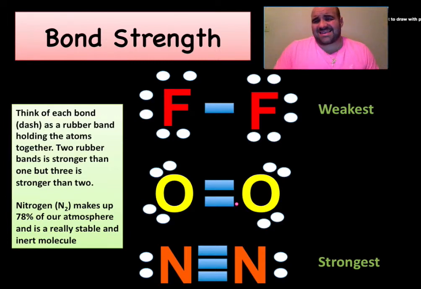You could think of each chemical bond as a rubber band holding it together. Obviously if you had 2 rubber bands holding something together, it would be stronger than 1, and 3 would be stronger than 2. So we can liken bonds to that scenario. So triple bond stronger than a double, double stronger than a single. There are some quadruple bonds, but generally we don't get to them.